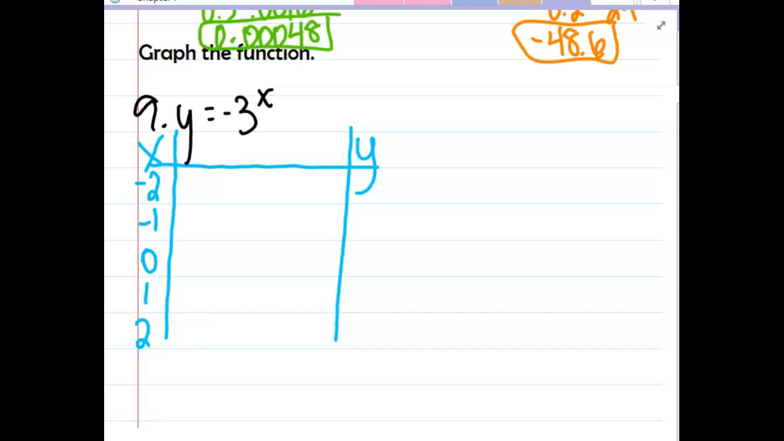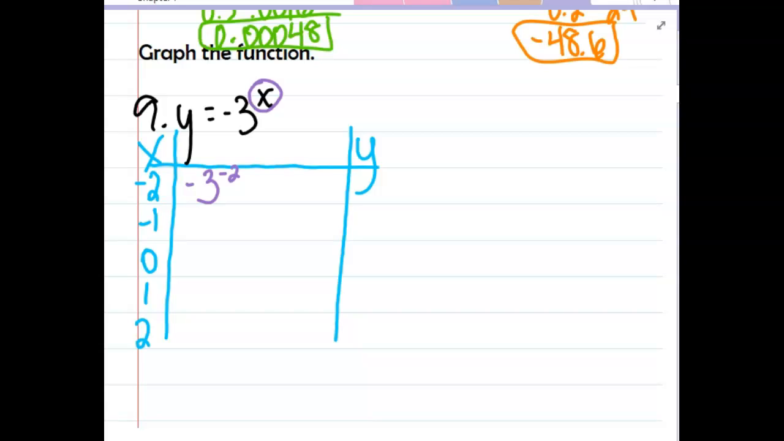So you have 2 of these on your homework. I want you to set up your table the same way. The only thing that's going to be different is it's going to be a different function. So we're going to do exactly what we just did on the left-hand side. These x values are the numbers you're going to plug in for x. So we're first going to take negative 3 to the negative 2nd power.